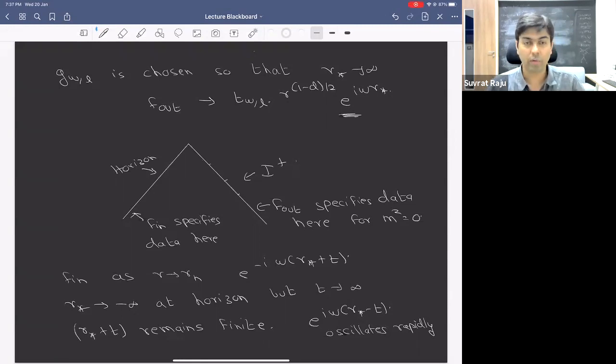But what I wanted to say was, when I say data, I should say classical data. If you wanted to specify classical data, which means you wanted to specify some expectation value for phi, then you would not specify the expectation value for phi in terms of functions of this kind, which are oscillating very rapidly near the horizon.